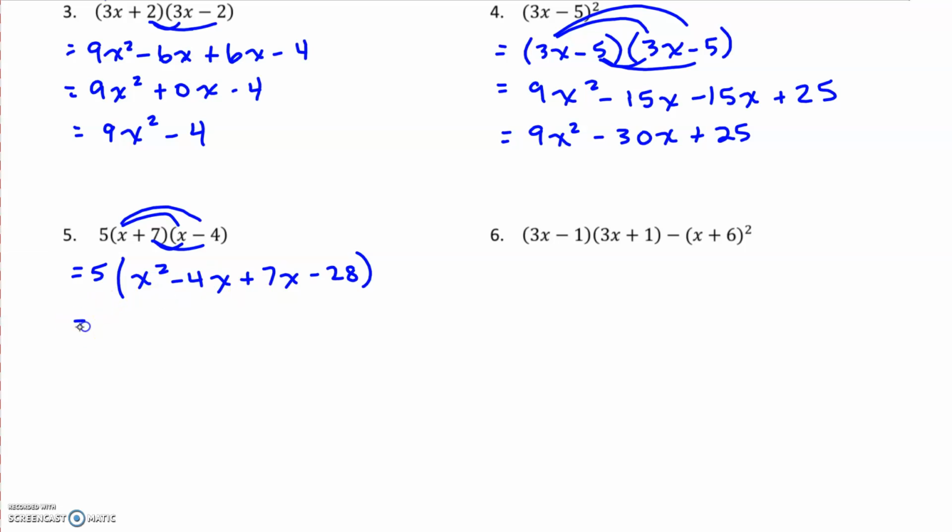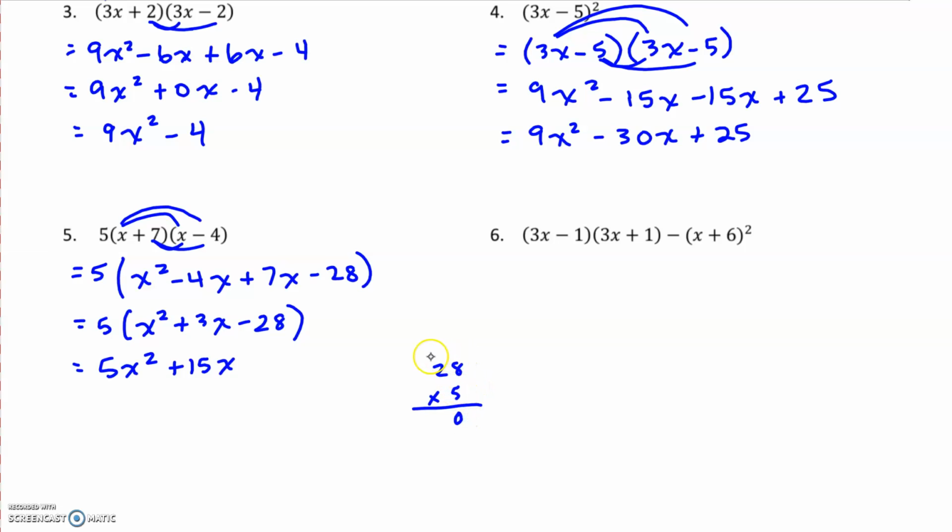We'll combine that middle term, so it's 5 times x squared plus 3x minus 28. And then we'll do 5 times x squared, which is 5x squared. 5 times 3x, which is 15x. And 5 times negative 28. I don't have my calculator with me, so I'm going to do this on the side of my page. That is 140, and so I end up with negative 140.